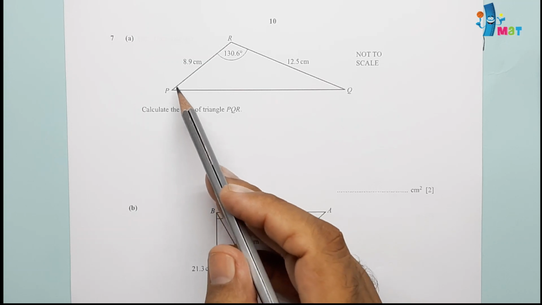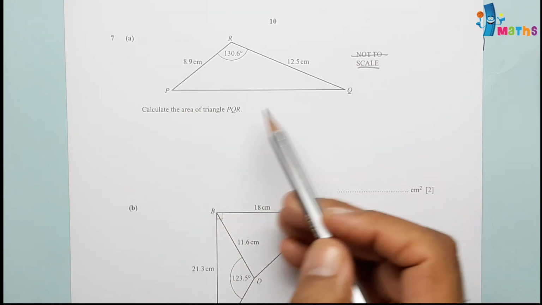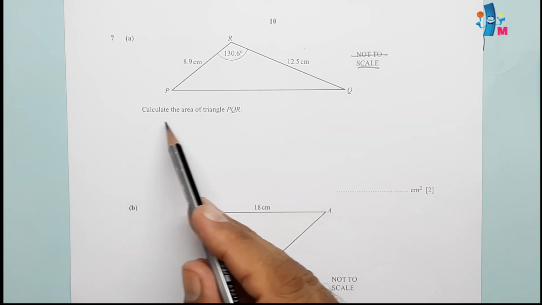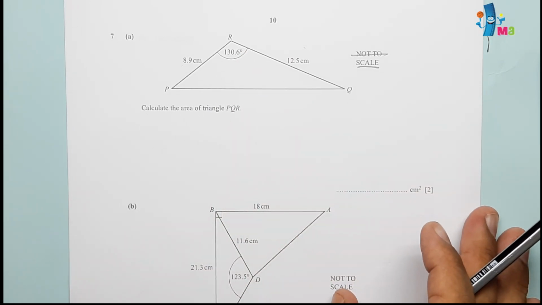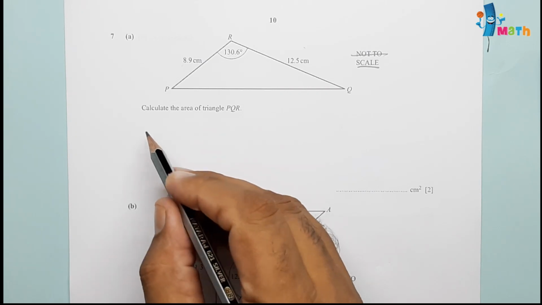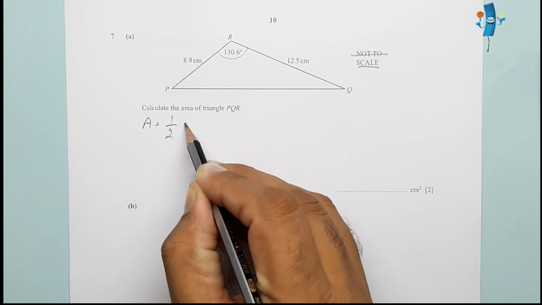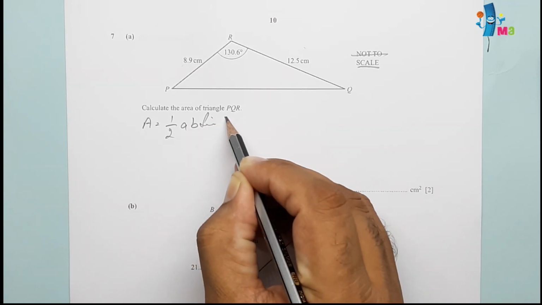Question number 7. This triangle is given which is not to scale. So two sides are given and included angle is given. Calculate the area of the triangle PQR. So for area we can use formula. Area of a triangle is equal to half into AB sine C.